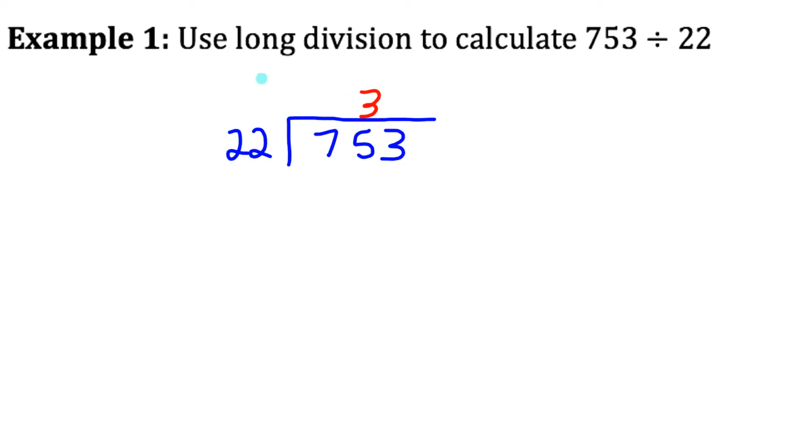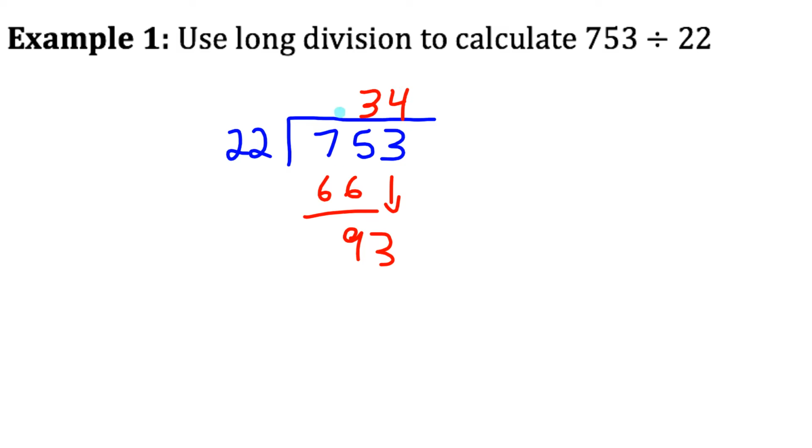The 3 is now part of my quotient. Now I'll multiply. 3 times 22 is 66. Write it beneath the 75 in the dividend, and then subtract. So this will give me 9. Bring down the next term in the dividend, and then repeat the process. How many times does 22 go into 93? 4 point something times. So 4 goes in the quotient.